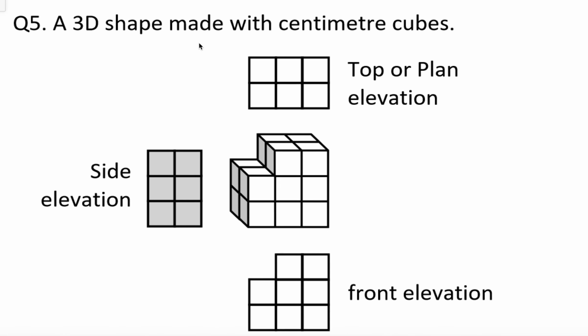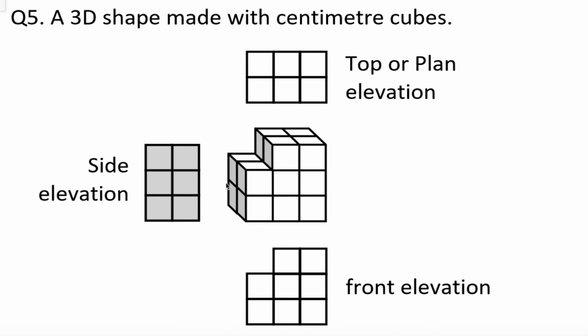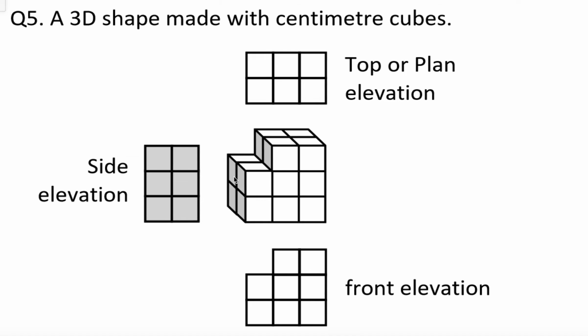Question 5. I looked at this, and the question was, you were given a 3D shape, and it was made up of centimetre cubes, and the shape is here in the middle. And then you are going to be asked to draw the elevation, top elevation, front elevation, and side elevation. And in some cases, it's not easily accessible for people with certain visual difficulties. So I've just given you the answer here.